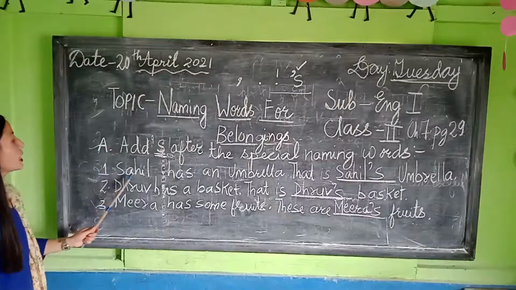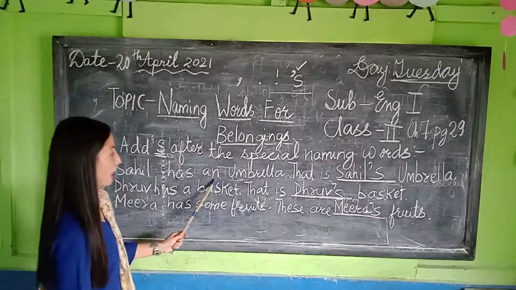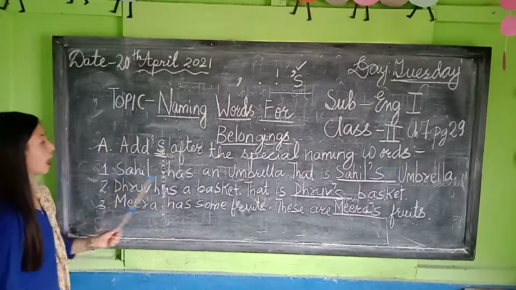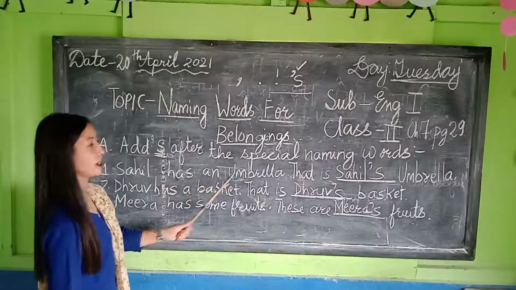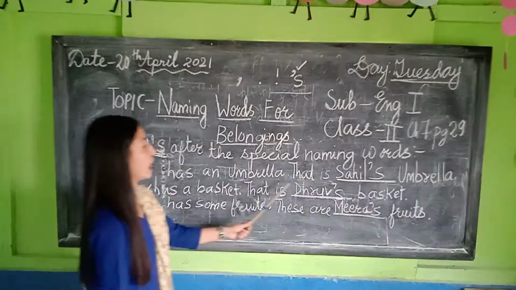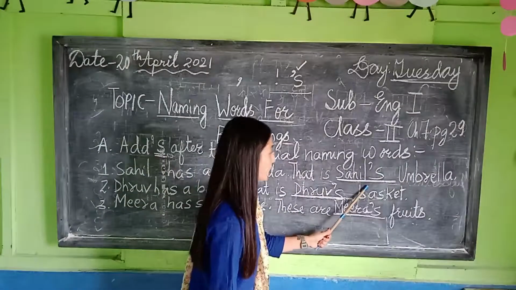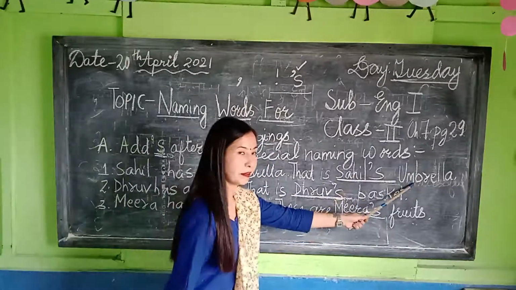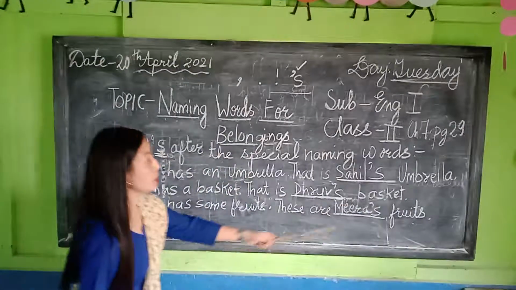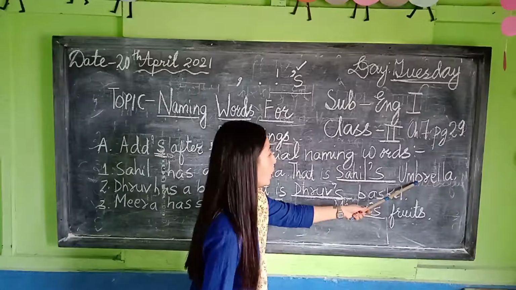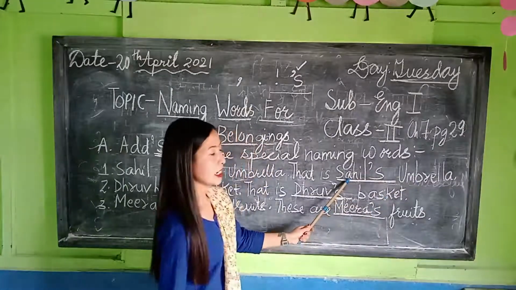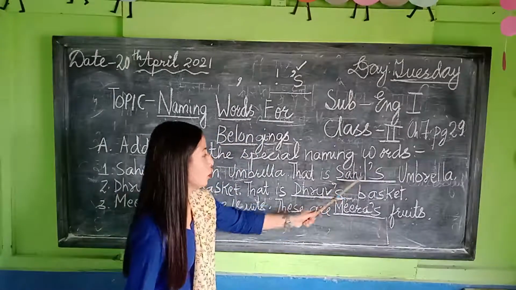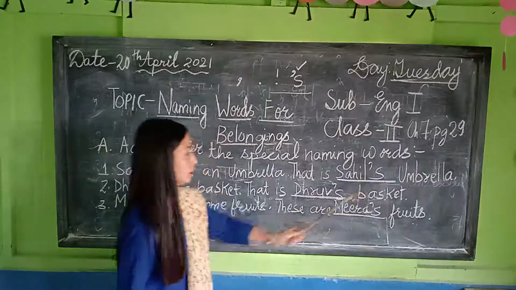Number one, Sahil has an umbrella. Now see the sentence here. Sahil has an umbrella. He has an umbrella. Now that is Sahil's umbrella. Whose umbrella? Sahil's umbrella. Okay, this is the belonging. Umbrella is the belonging and Sahil is the naming word. Okay, again, this apostrophe S is used after the naming word.